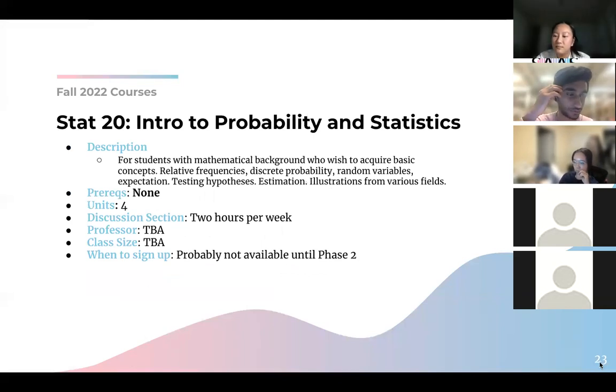Cool, yeah. So for Stat 20, you can think about this as the main intro to probability and statistics. You'll also see a lot of other majors in this class, even from certain humanities fields or other STEM majors. It's kind of like the Math 1A for stats, I'd say. It's for students with a mathematical background who wish to acquire basic concepts: relative frequency, discrete probability, random variables, expectation, testing hypothesis, estimation, illustrations of various fields.